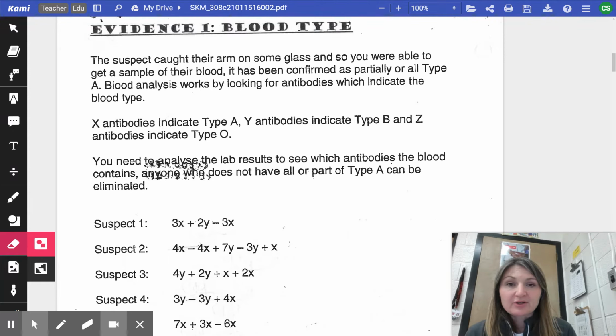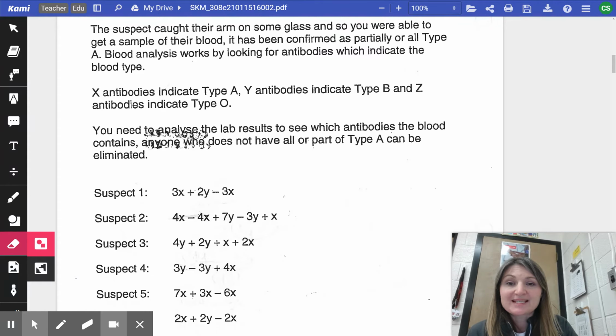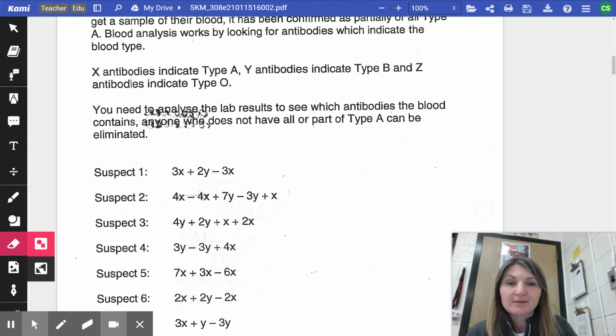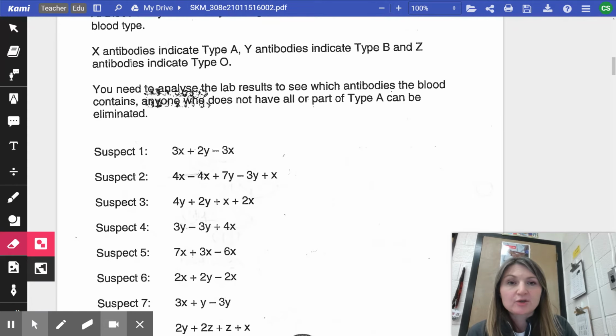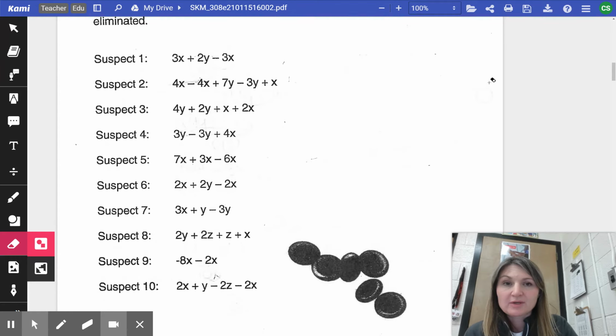Blood analysis is looking for antibodies to indicate the blood type. X antibodies indicate type A. Y antibodies indicate type B, and Z antibodies indicate type O. We're going to analyze the lab results below to see which antibodies the blood contains. Anyone who does not have all or part of type A can be eliminated. So anyone with type B or type O and no A at all can be eliminated. They are not the guilty party. So here's what you'll do with your math.